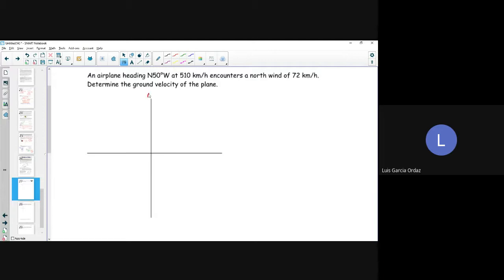So let's label the north, south, east, west. My plane is heading northwest at an angle of 50 degrees, where it is traveling, which is my vector A, of 510 kilometers per hour. So it encounters a north wind of 72 kilometers an hour. So remember, the north wind is pushing down on the plane because it's coming from the north, which means that right here is going to be my wind again.